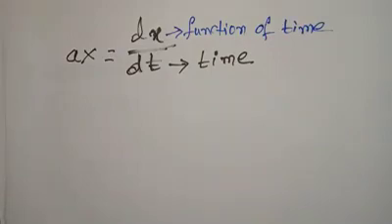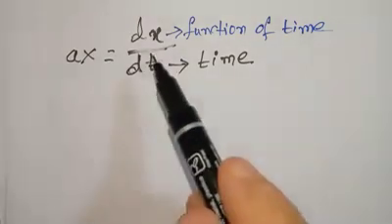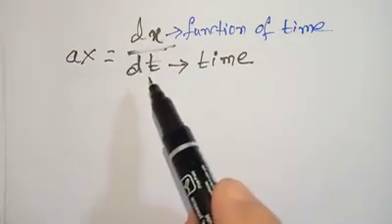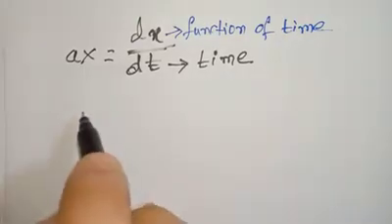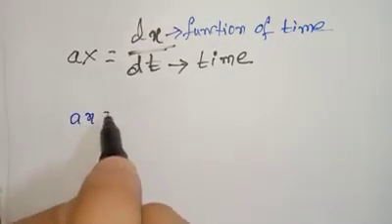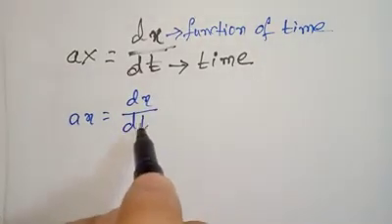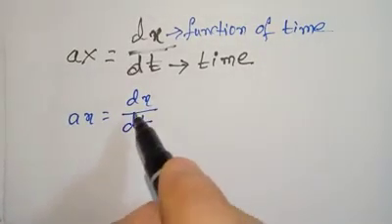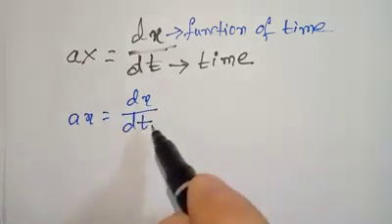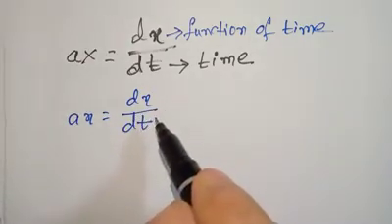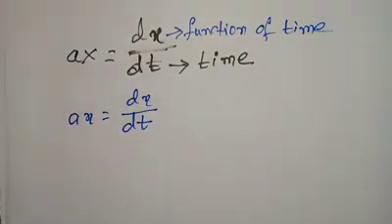So function and its derivative. Here the function and the derivative both come into play in the equation. So if I write it once more for you, ax equals dx by dt, right? This is the function and this is the derivative. So x is a function, it is not just a variable. Remember, it's a very important point.